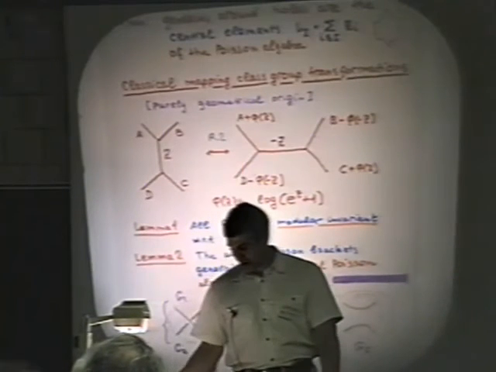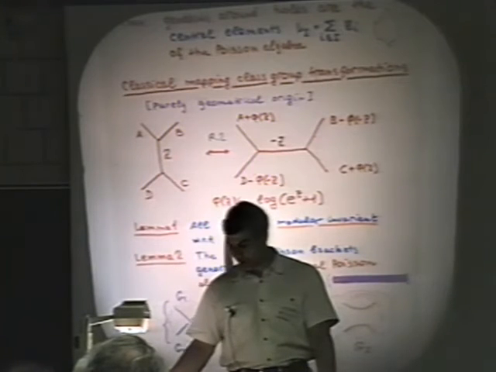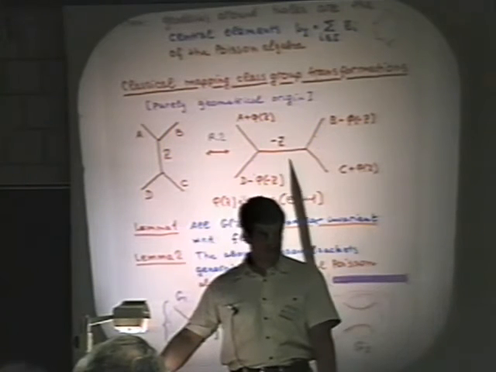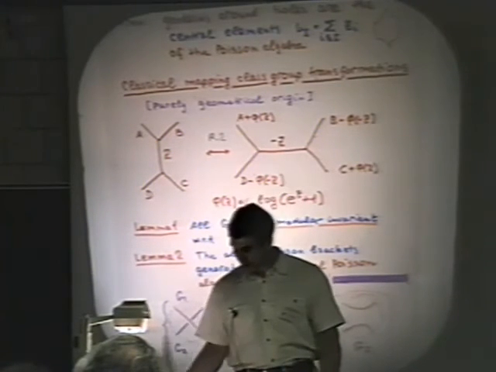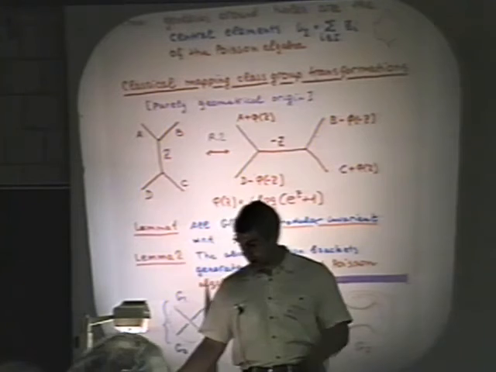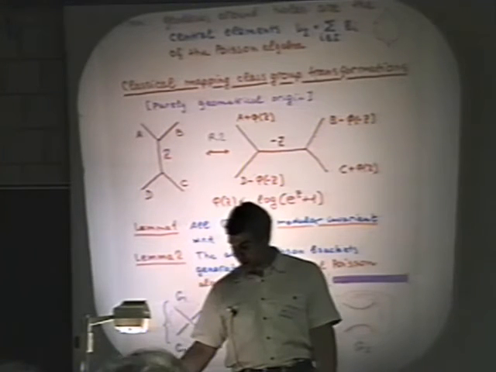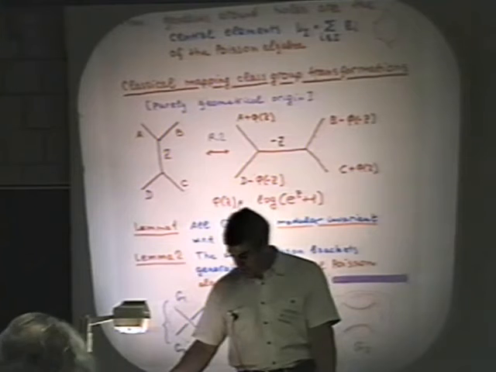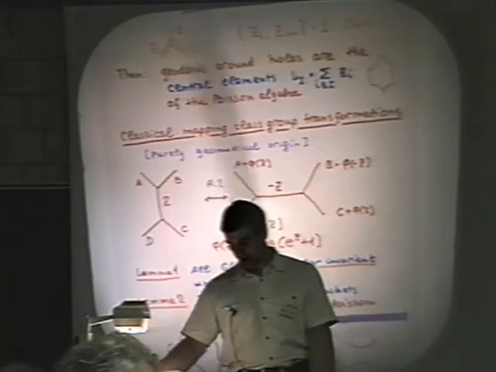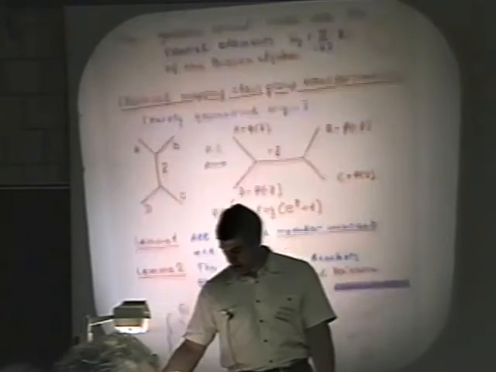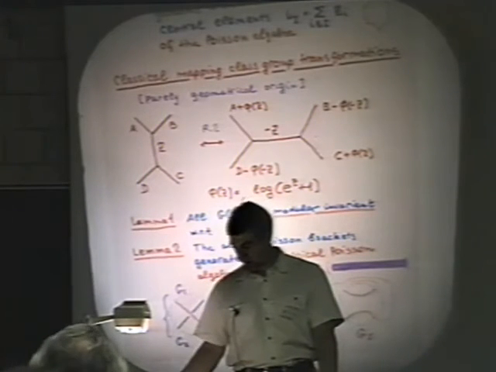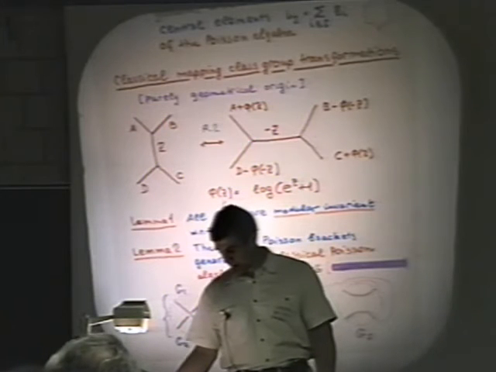And then there are two lemmas. The first lemma is that all geodesic functions are mapping class group or modular invariant with respect to this transformation. The second lemma is a little bit weaker. First, of course, this transformation respects these Poisson brackets. But second, if we consider the Poisson brackets between two intersecting geodesics, then it has exactly this form.